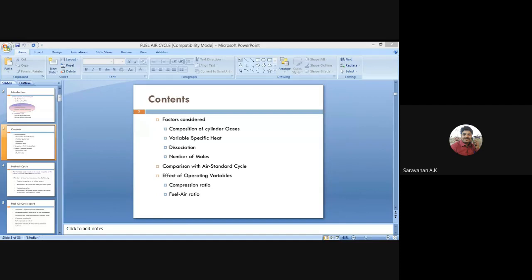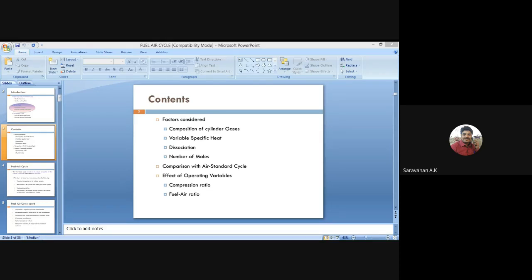So automatically what will happen? It may affect some performance, right? That is the first factor. Then the second factor is the variation in the specific heats, right? In the air standard cycle the assumption is that constant specific heat is used in the entire cycle, but in the fuel air cycle the variation will be there. So the specific heat will vary with the rise of temperature. This is the second factor.